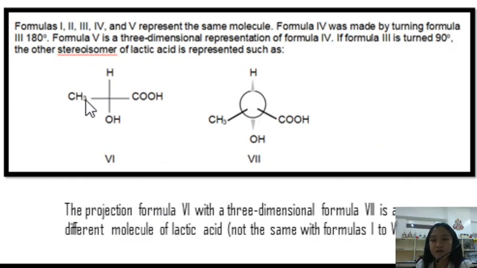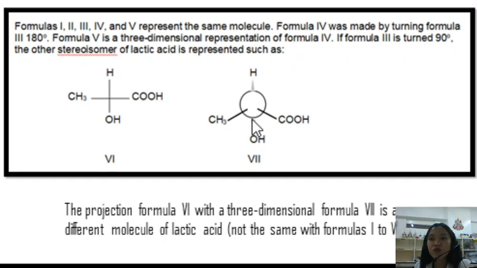Okay, so this, meaning horizontal line. So the ones found in the horizontal line will be projecting towards the observer, and the ones found on the vertical line will be projected away from the observer. So when you draw the three-dimensional formula, this will be the product. You will have the product formula 7 or structure number 7.